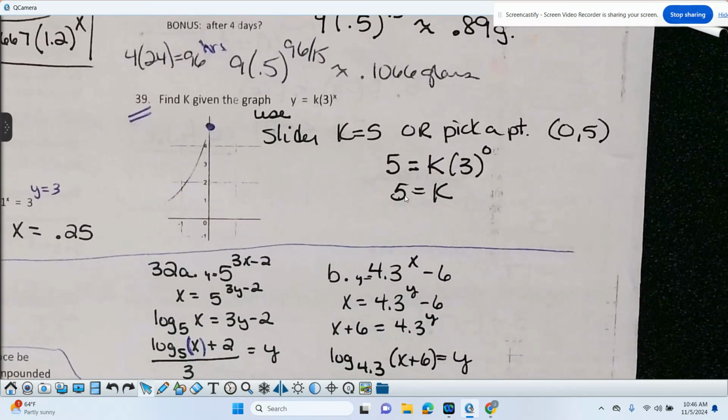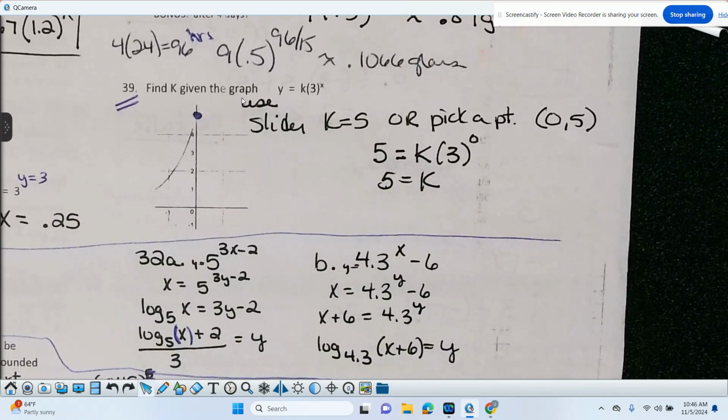All right, and then the last one that we have to do on this page is number 39. Find the K given the graph. Again, if this is a point that's on that graph, I can use that 0.05, and I can come in here and I can say, okay, then the 5 is going to be my Y, my 0 is going to be the X, so I'm going to do that work here, and that's going to be K equals 5.